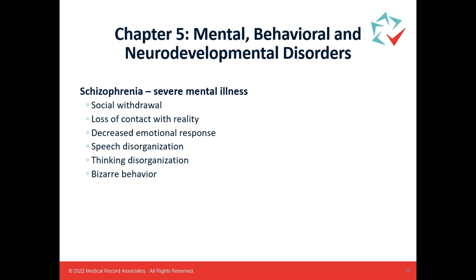There are many types of schizophrenia, which is a severe mental illness. Some of the symptoms of schizophrenia include social withdrawal, loss of contact with reality, decreased emotional response, speech disorganization, thinking disorganization, and bizarre behaviors. There are different types of schizophrenia, which include paranoid, disorganized, catatonic, undifferentiated, residual, and other types, which includes schizophreniform disorder and other schizophrenia. And then there's an unspecified code as well. Oftentimes, if the only diagnosis given is schizophrenia, a query should be initiated to try and determine the specificity if known.